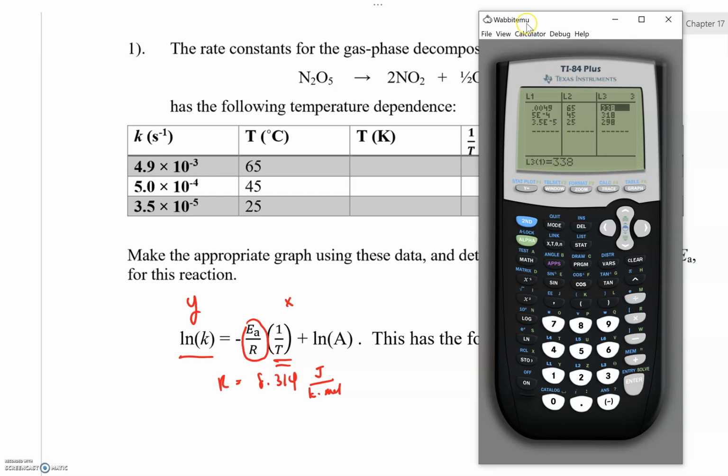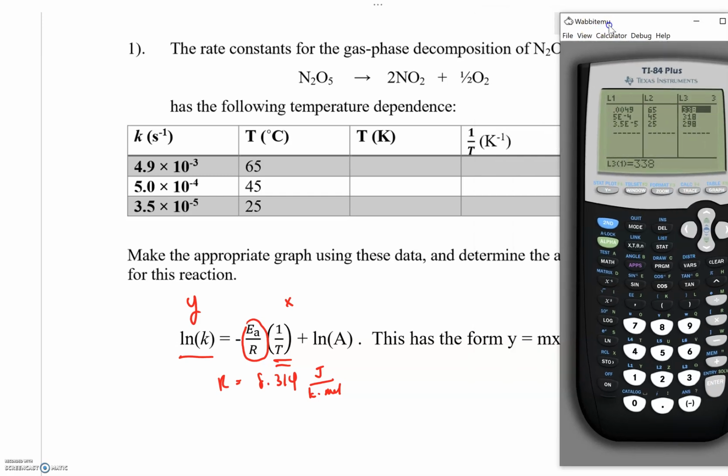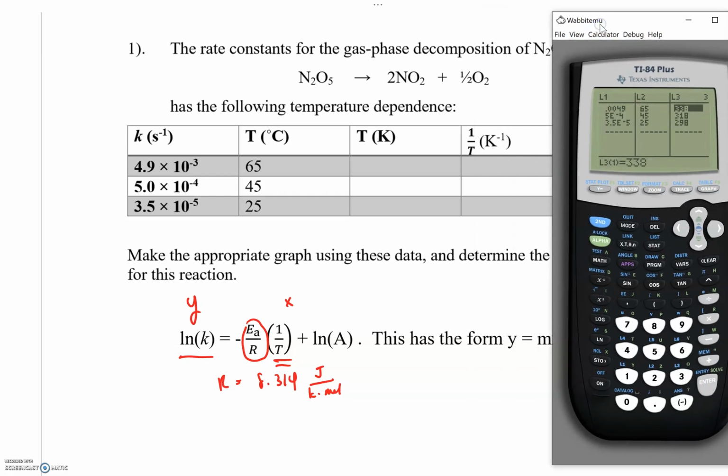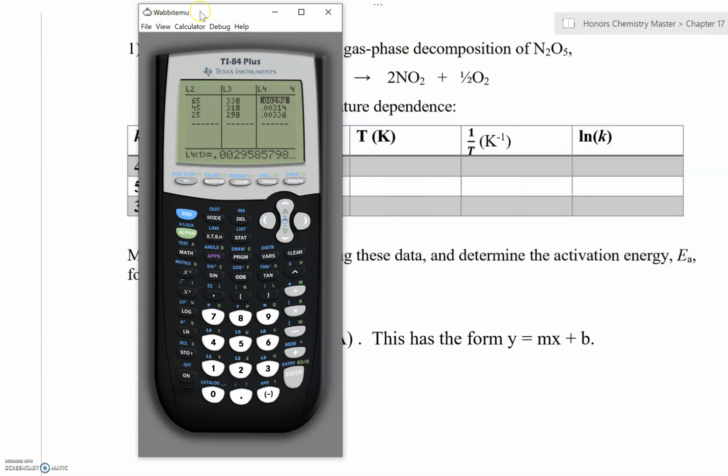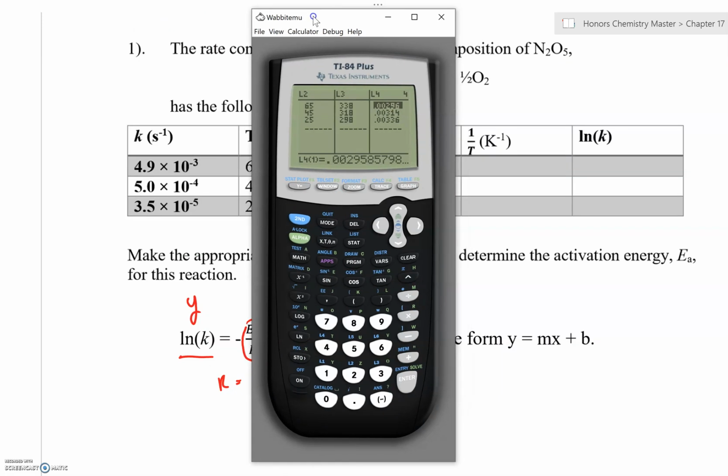Then, because the column after that is asking us to invert the temperature, I'm going to instruct the calculator to take everything that's in L3 and invert it. We'll do that in L4. So L4 is you're going to tell the calculator to take everything that's in L3 and invert it. And lastly, I'm going to scoot this over here, because the last column we want is the natural log of the rate constant k, which we put in L1.